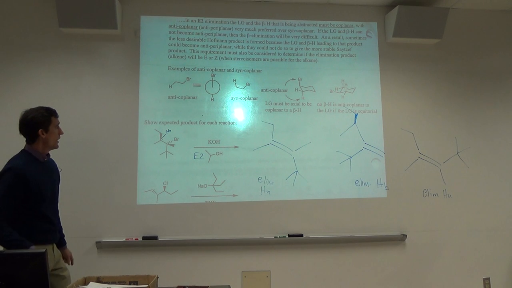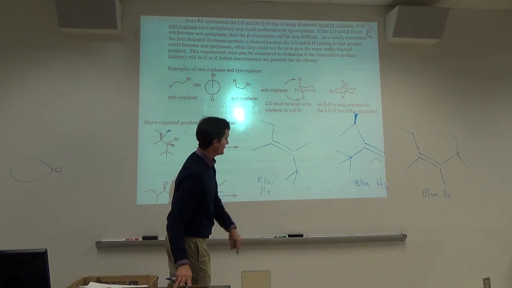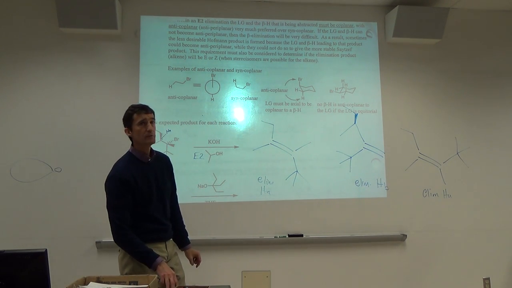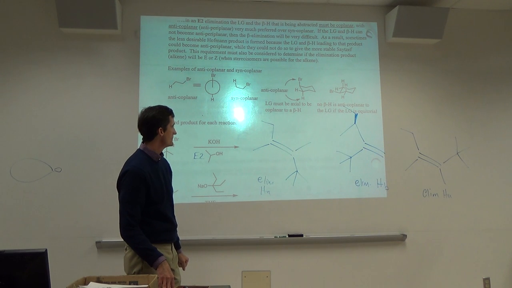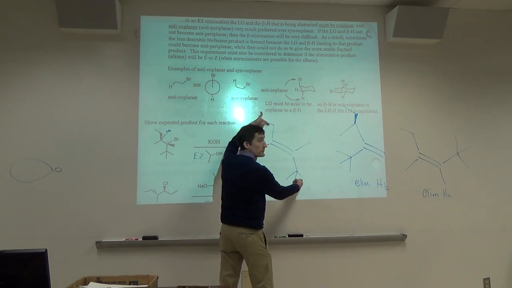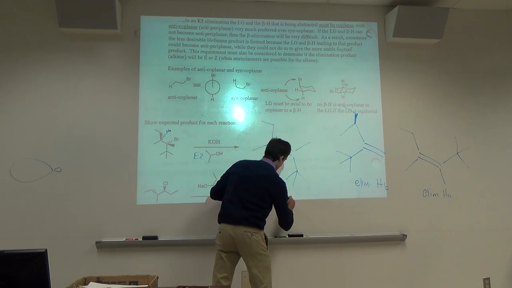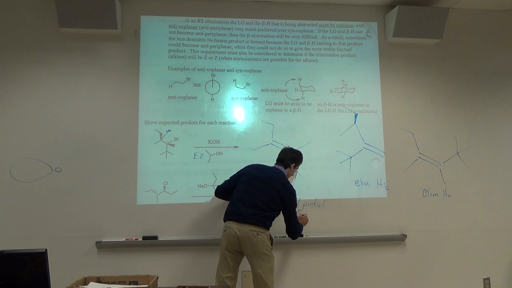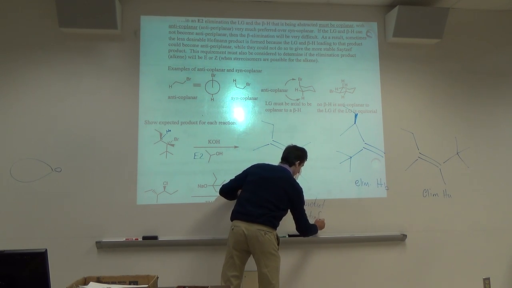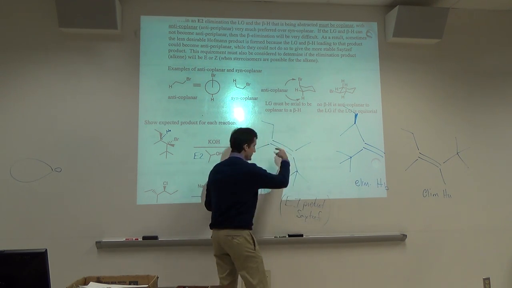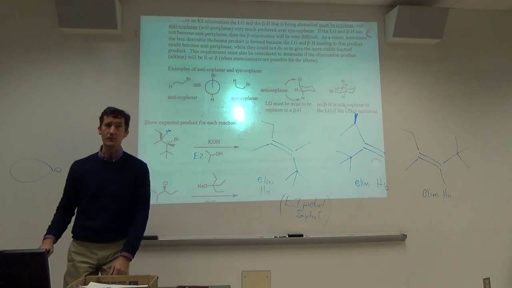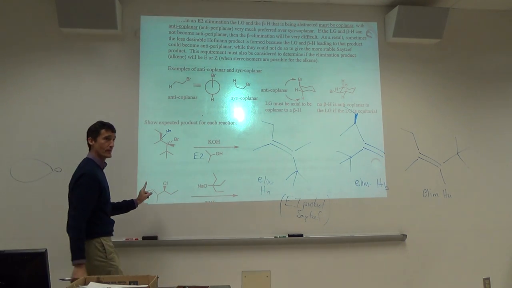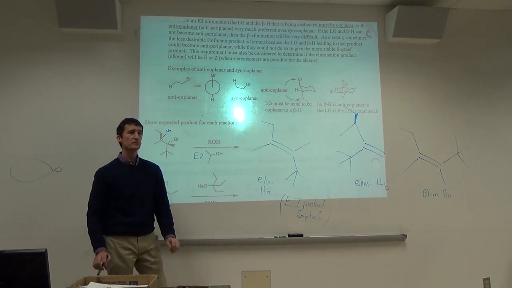Easy question. If this was E1, which would be formed? Yes, big groups trans. Yes, this is your E1 product, also known as the Zaitsev product. That's your E1 Zaitsev product. But guess what? We're not doing E1. We're doing E2. So which is the product?